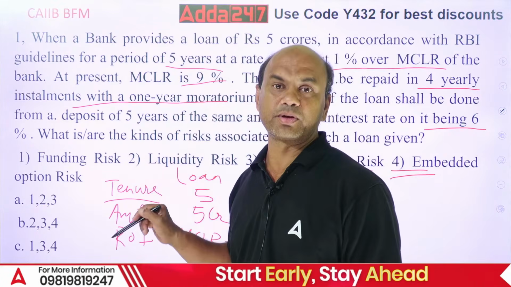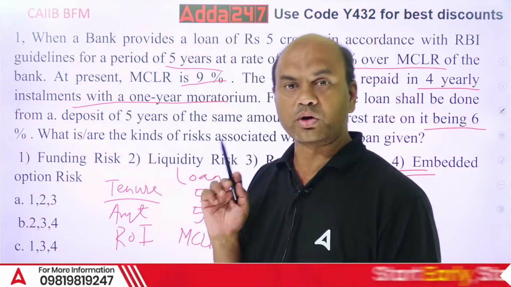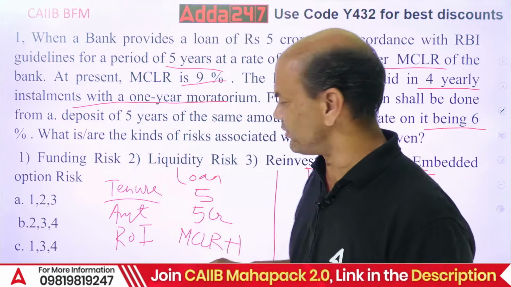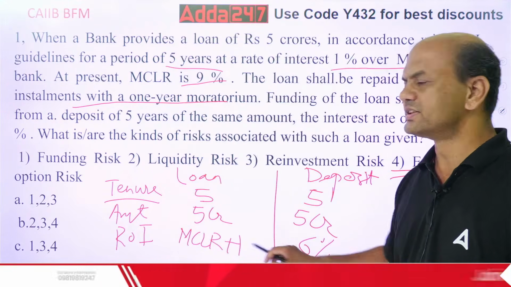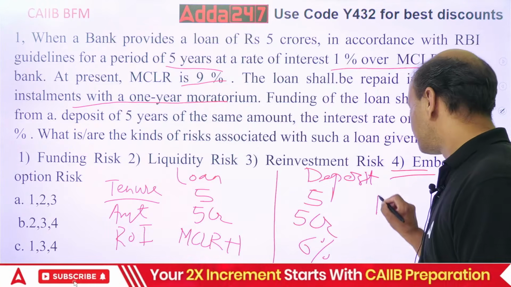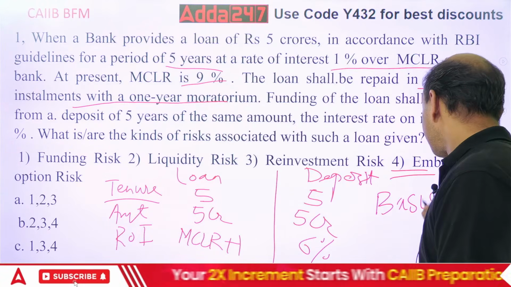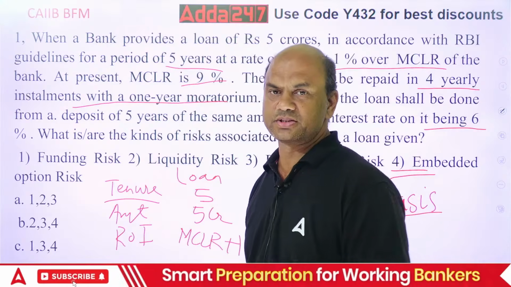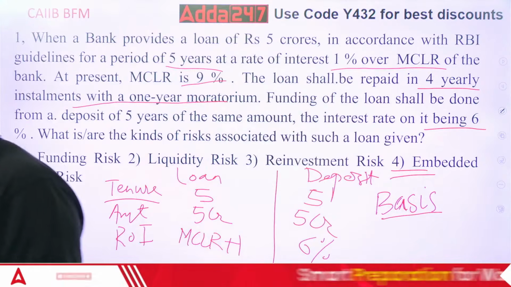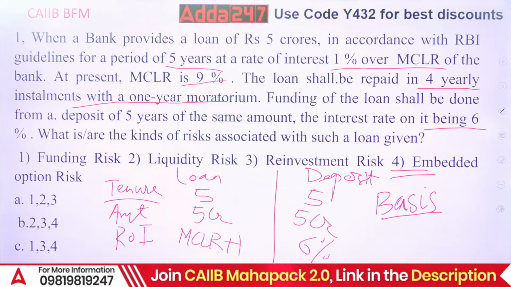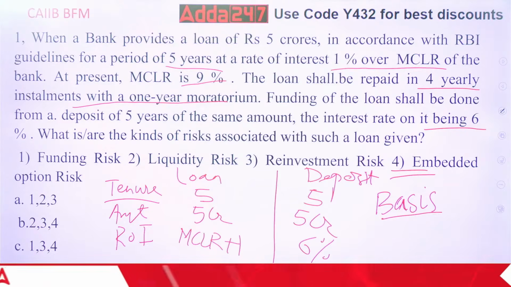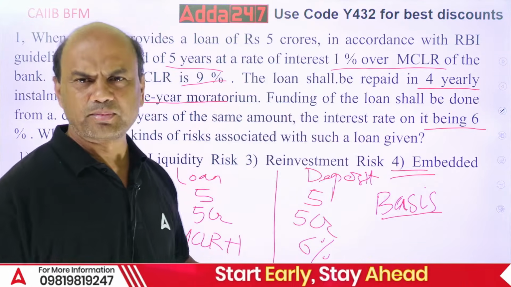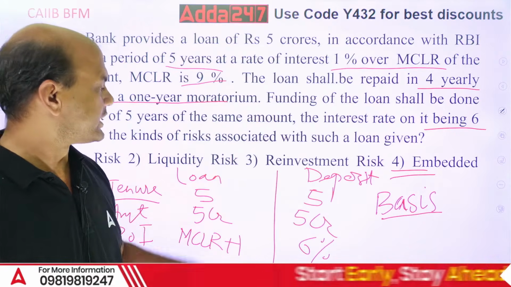Funding risk, it will be there because if the rate of interest changes, you will be short of funds or in excess of funds. Liquidity risk, same problem. Whenever you have two things separate, this is called basis risk. Whenever the rate of interest of loans and deposits change at different proportions, it is called basis risk. So this name is not there over here. One name can be over here also, basis risk. So this is also one problem.